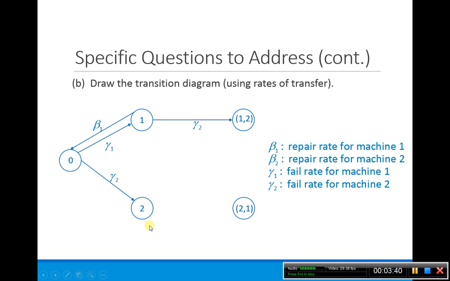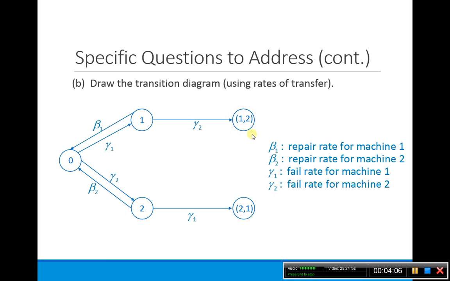Similarly, we can look at the same sort of thing for copier 2. What's going to happen with copier 2? We could go back to having none failed, and that's at the rate that the repairman can fix copier 2. Or if he's working on copier 2 and copier 1 then fails, we transition to both copiers failed at a rate of the fail rate for machine 1, gamma_1.